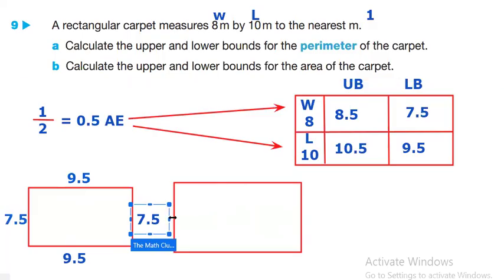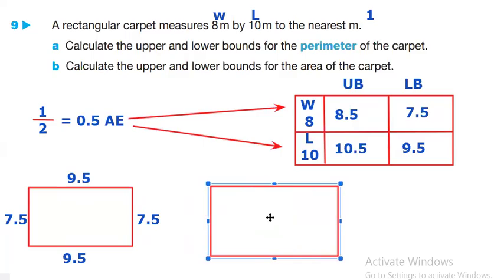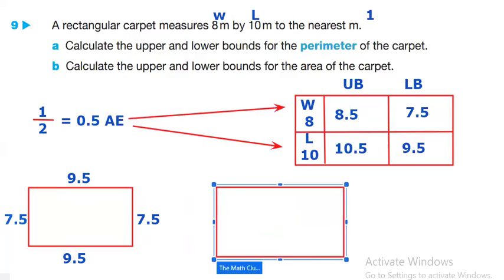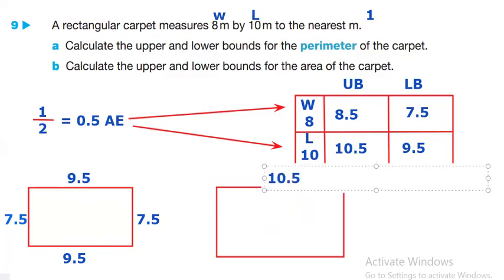I'll put this carpet here so you don't get confused between the two carpets. So this one is 8.5 by 10.5. So this is 10.5, and this one is 8.5.